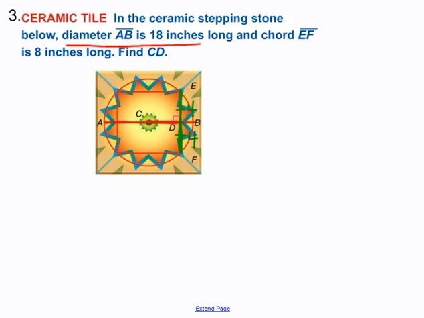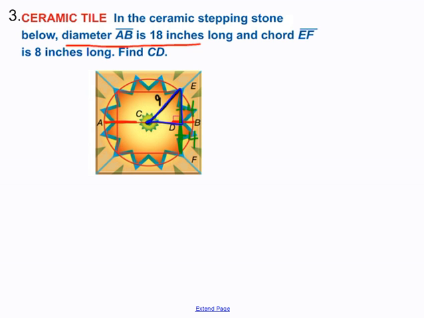And I know that the diameter is 18. Well, then a radius would be 9. I'm going to take my radius and twirl it around from CB to CE. Oh, then that radius is 9 inches. Okay, now do you see it?